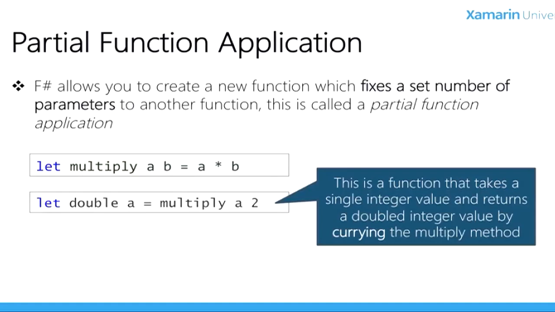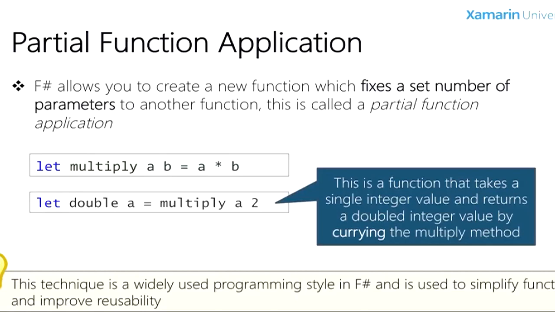And this is where we fix one or more of the parameters to a more generalized function by providing a more specialized form. And you'll find this technique all over F#, particularly in the libraries. So now let's just see where it gets really interesting.